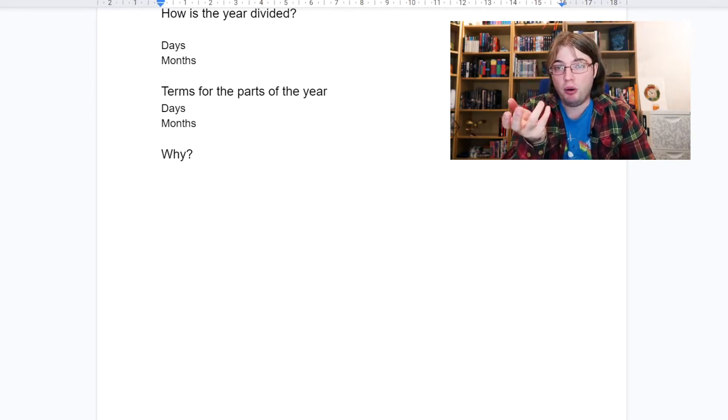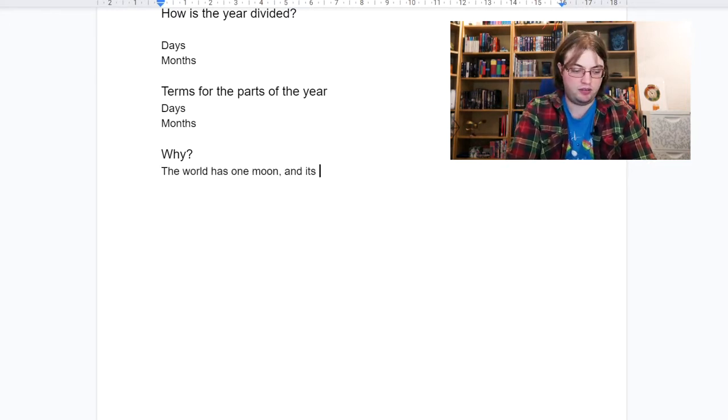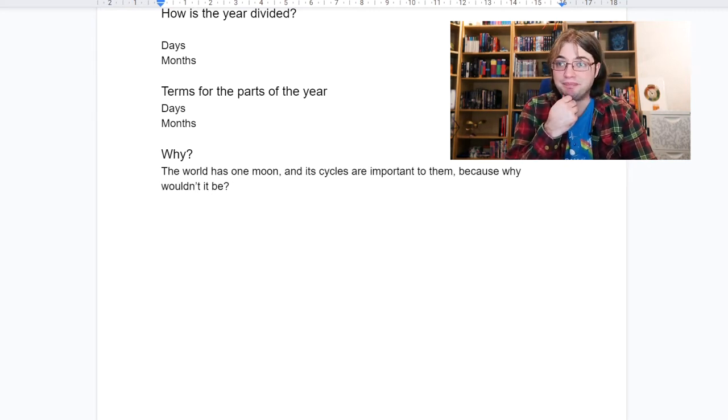Again, this is common in our world. That is, I'm not going to say that all calendars in the world are based on that, but many calendars of the world are based somewhat around the moon. And I'm going to make it the same way here, because this world has one moon, it has the same kind of phases as our world, so why wouldn't they put some significance into that? Basically.